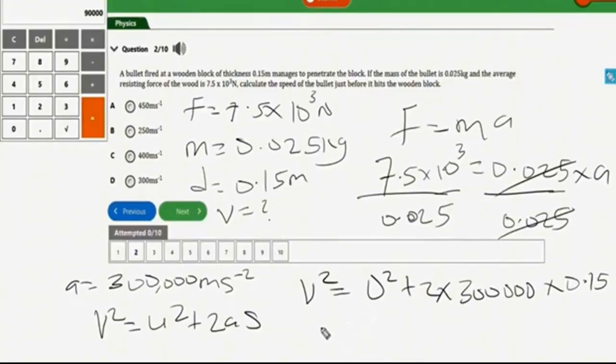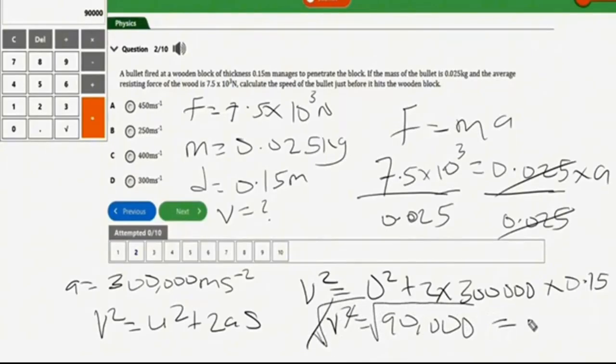So we are left with v squared equals 90,000. To make v the subject of the formula, you square root both sides. The square root of 90,000 will give you 300. So the correct option in this question is option D, 300 meters per second. That will be the final velocity. That's it for this question. Let's wipe this now and solve the next repeated question.